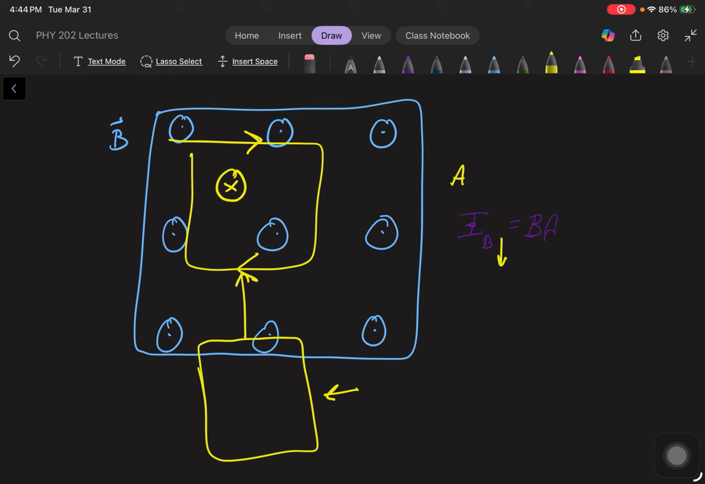So those are just a couple examples. We will spend more time on this in class. All right.